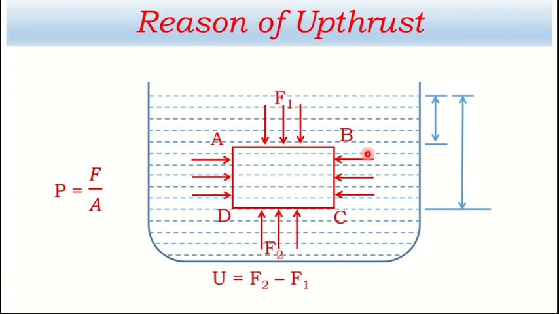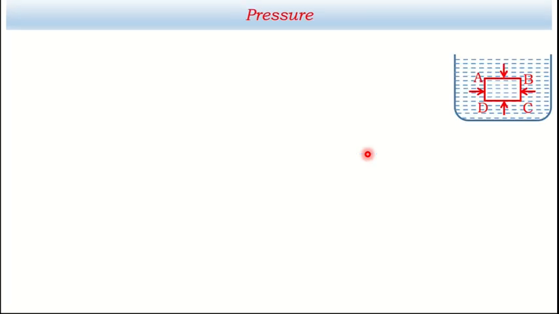That's why we can say that upthrust U is equal to F2 minus F1. This is the region of upthrust. Okay, let's have a question. This is a diagrammatic question.